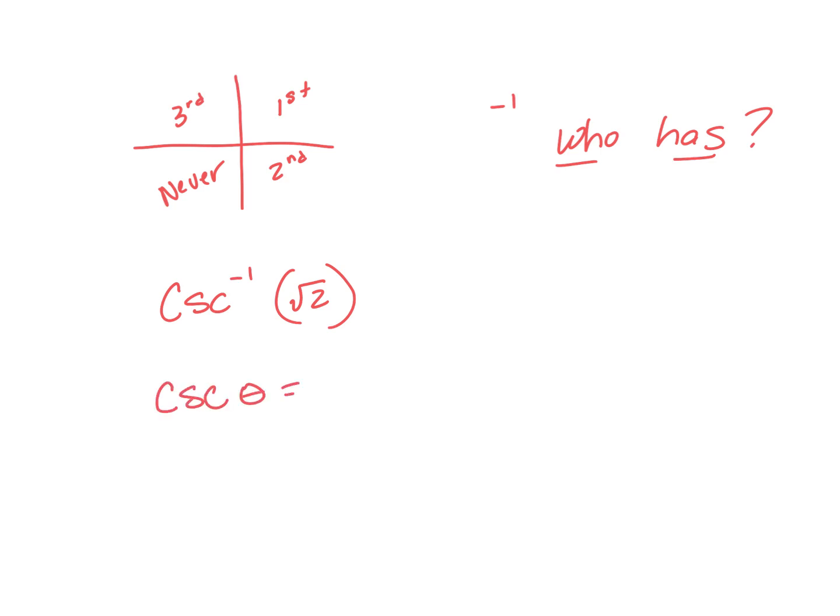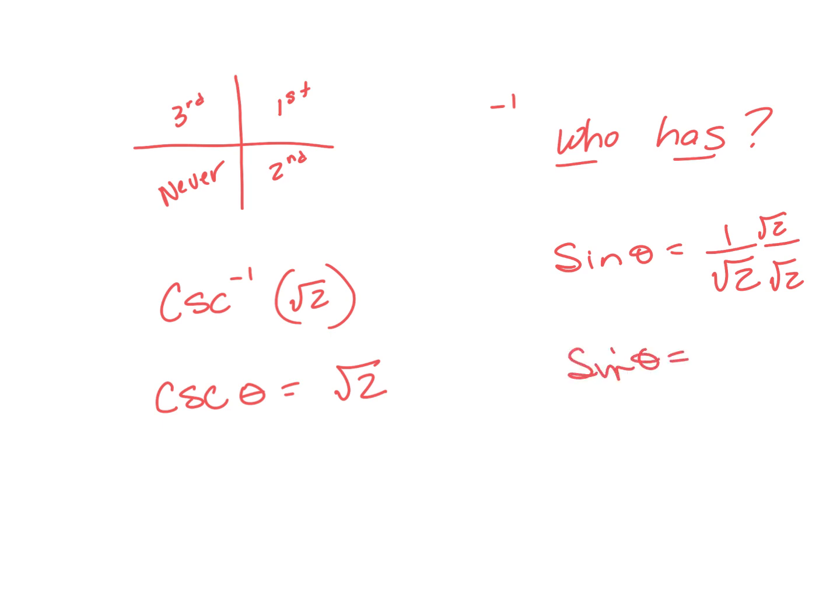So if the cosecant of theta equals root 2, because that's what that means, then the sine of theta is 1 over root 2, because you turn it upside down. Does everybody remember that? So I need to get that radical out of the basement, multiplied by root 2 over root 2. And we know that the sine of theta equals root 2 over 2.